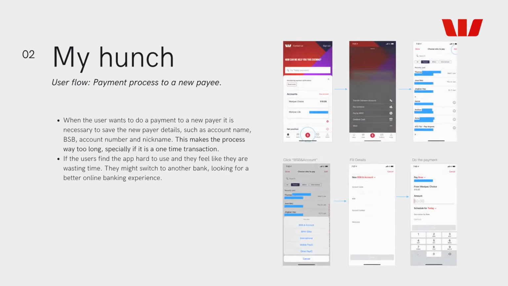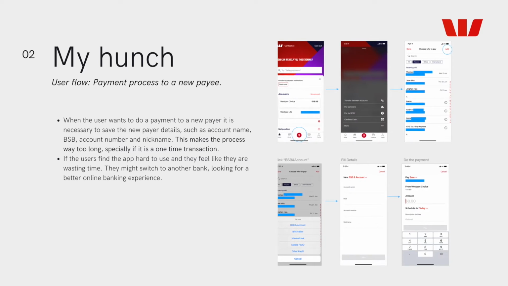In step number 2, my hunch is that when the user wants to do a payment to a new payer, it is necessary to save these new payer details. And this makes the process way too long, especially if it is a one-time transaction.